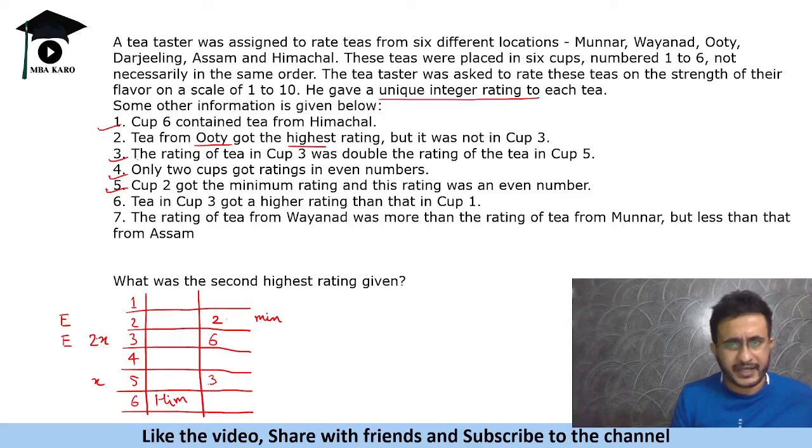Now Ooty has the highest rating, but not in cup 3. Okay, now Ooty cannot be in cup 3, Ooty cannot be here, Ooty can be in cup 1 or 4, Ooty can be in cup 1 or 4.